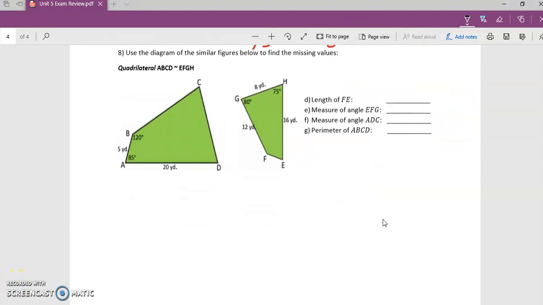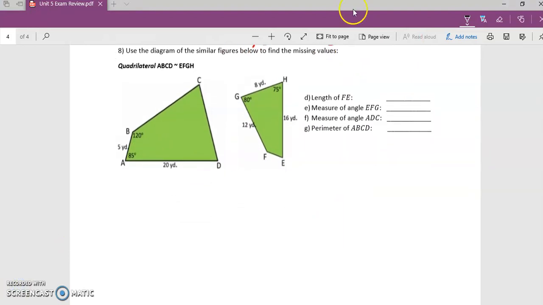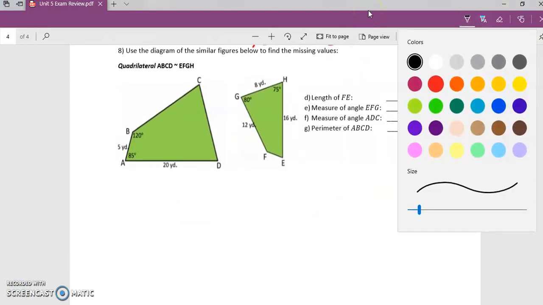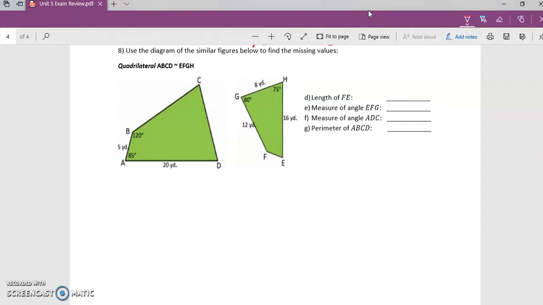Okay, so for this last problem, it's telling us to use the diagram of the similar figures below to find the missing values. The first one I'm going to look at is length of FE. And I see that they're in order, A, B, C, D, E, F, G, H. So if I just want to write it out here, I can separate the letters A, B, C, D, E, F, G, H. So they want to know, what's the length of FE?